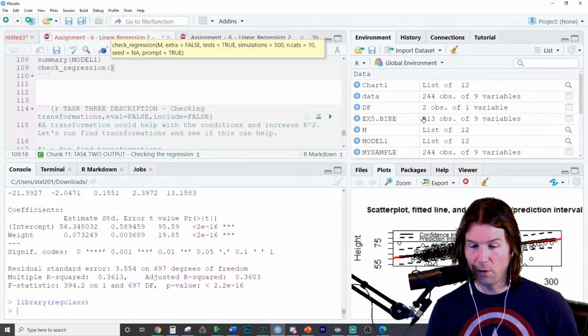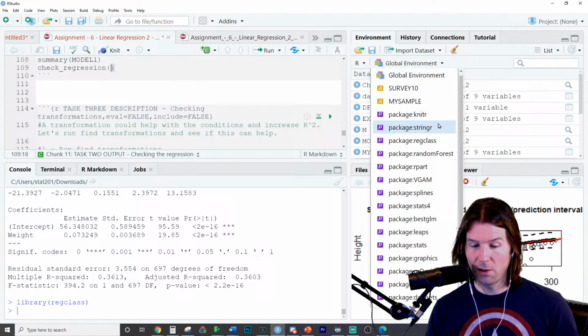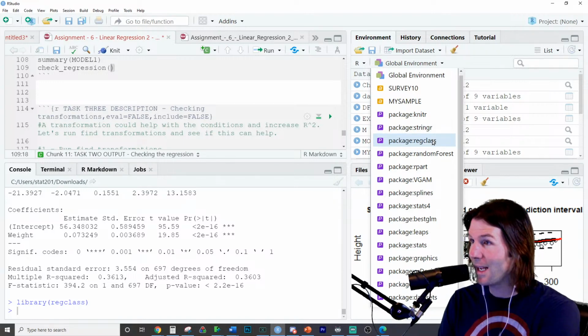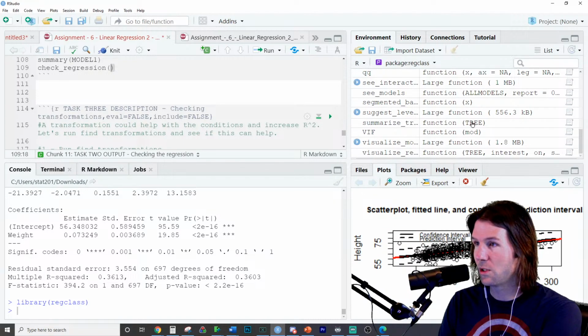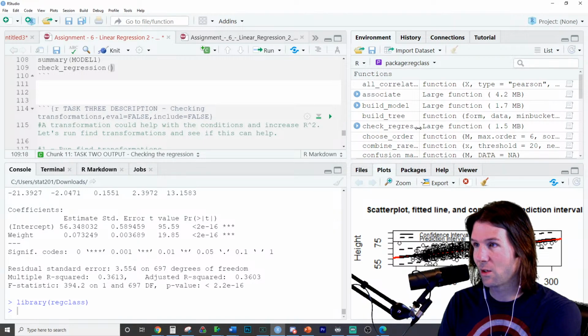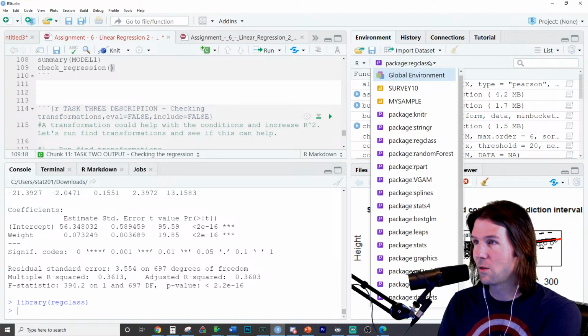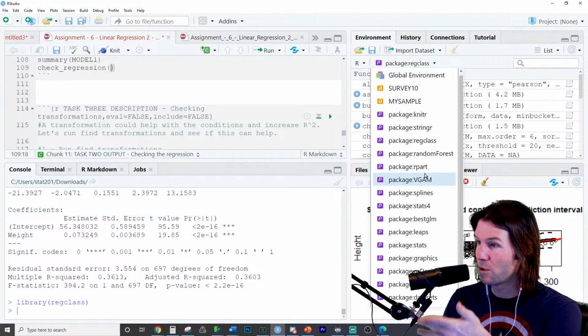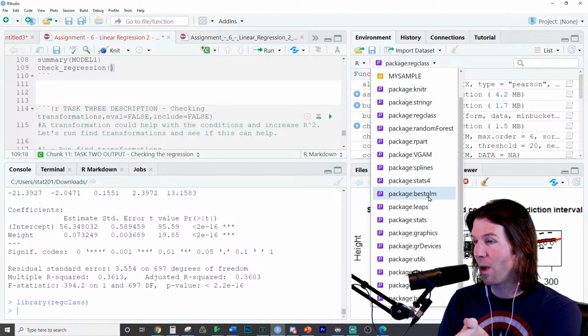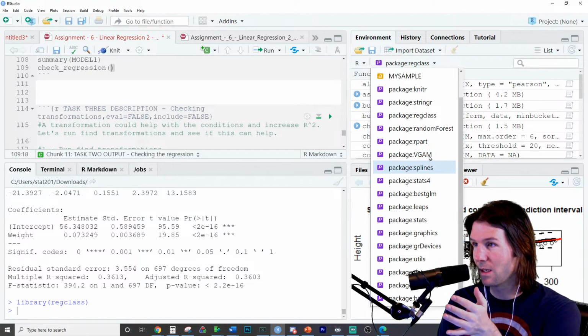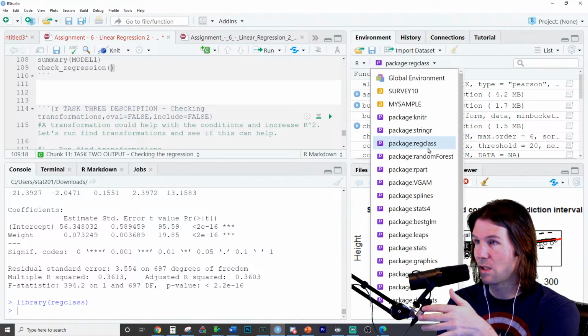Now, Kayla, I want to show you some cool stuff right here. If you go over here, you can actually go to the reg class package and see the functions inside of it. So you can see check regression is right here, and you can do this by changing which thing you're looking at. So if you're ever wondering what other functions are inside of a package, you can look at the packages you have on. I have a bunch of other ones like random forest, stringr, ggplot, and different things, and I could take a look at the functions inside of those.